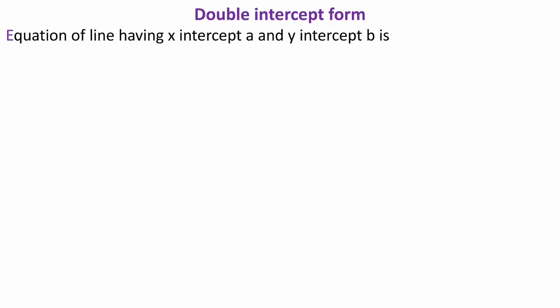Double intercept form. The equation of a line having x intercept a and y intercept b is x by a plus y by b equal to 1.